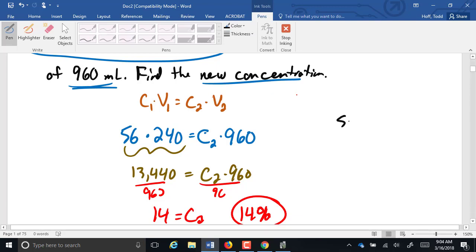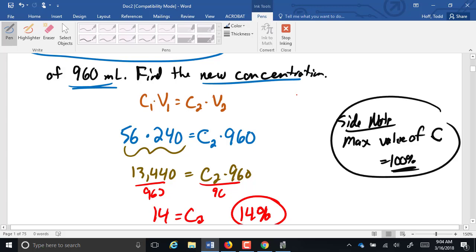Now, just kind of a side note. What is the maximum? What is the largest value of a concentration? Yes, 100. 100% means it's pure. If you're doing any of these problems and you ever come up with a percent more than 100%, you know there's a problem.